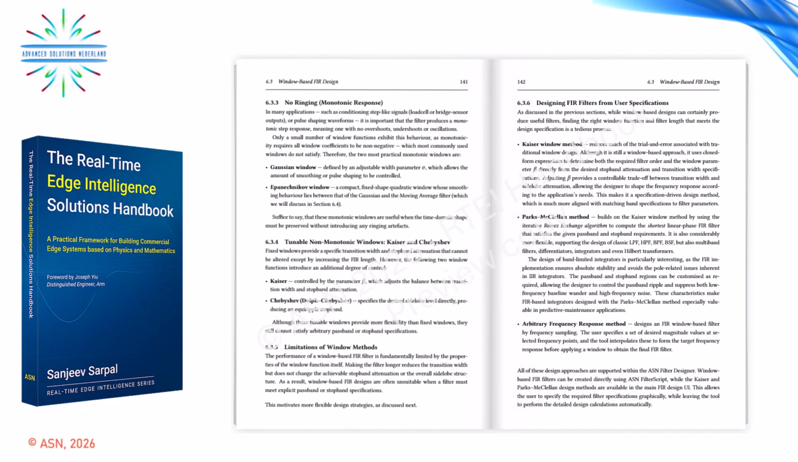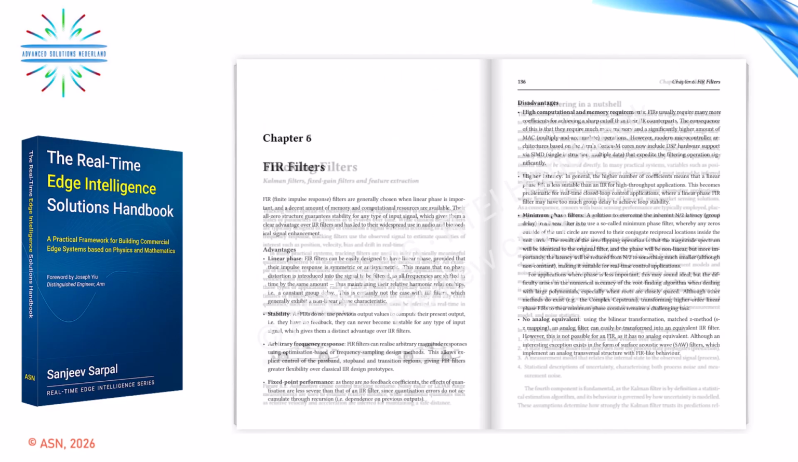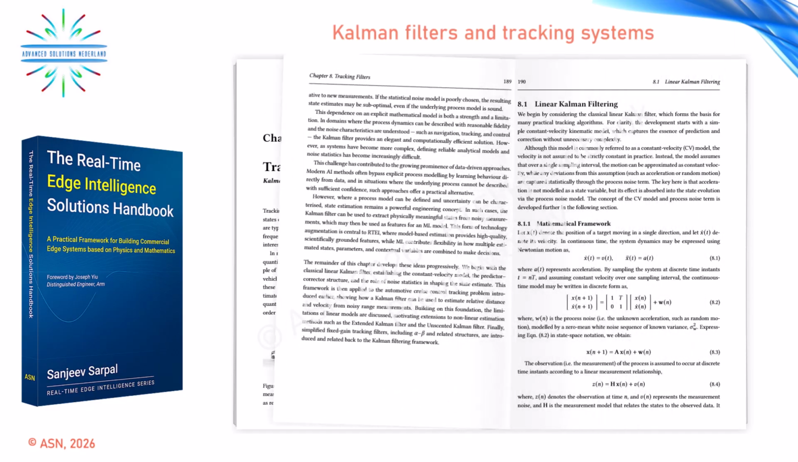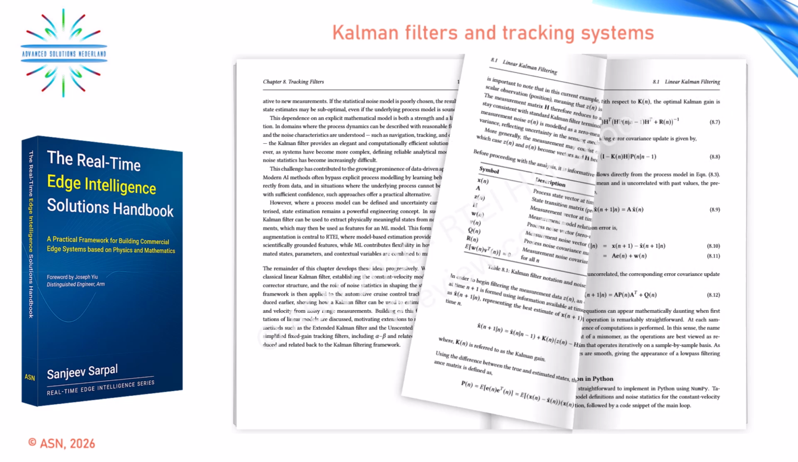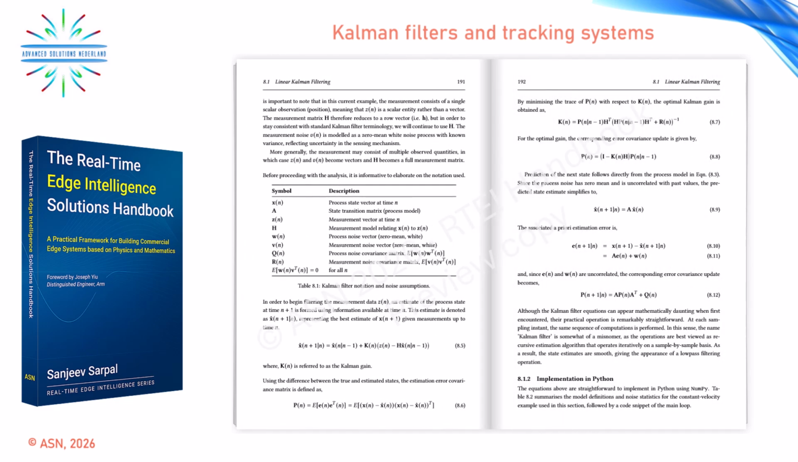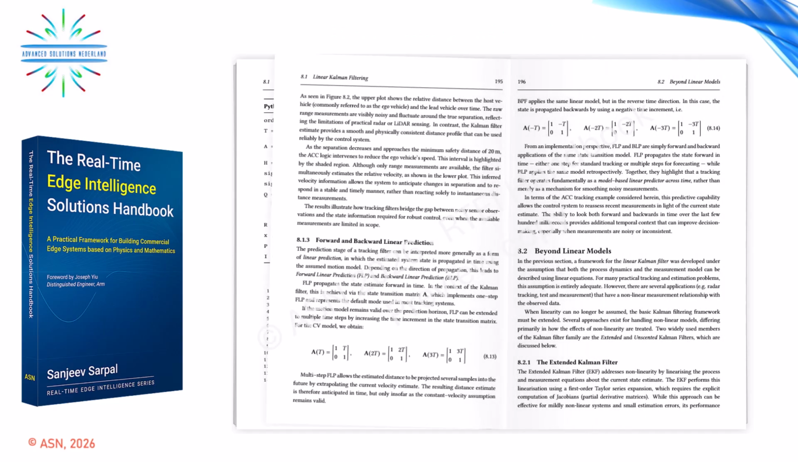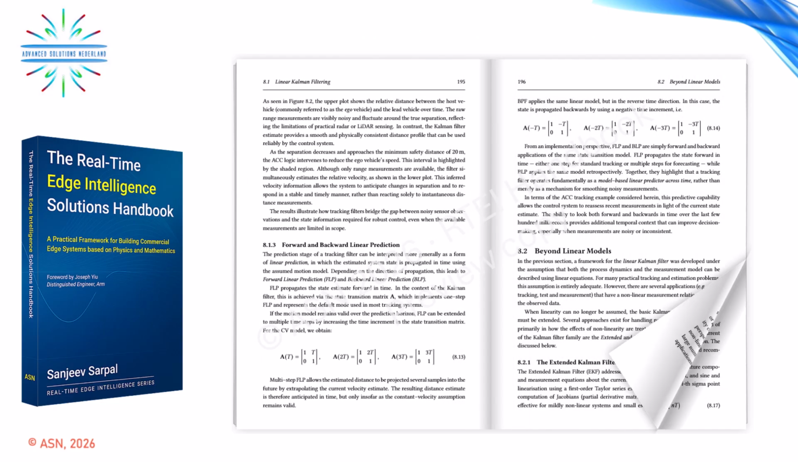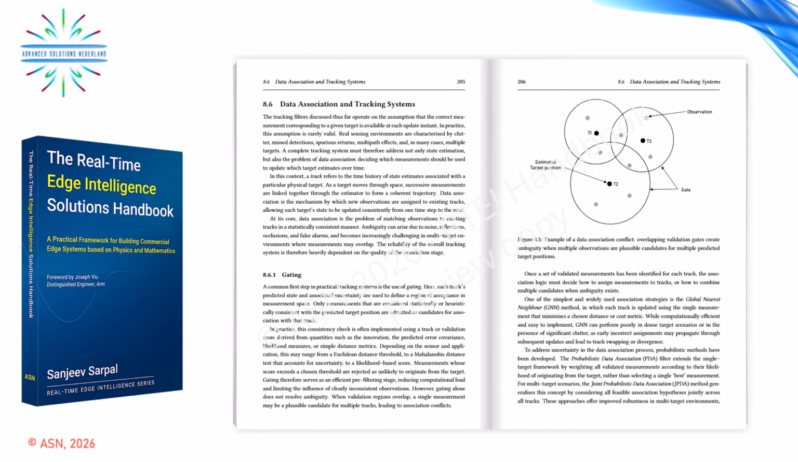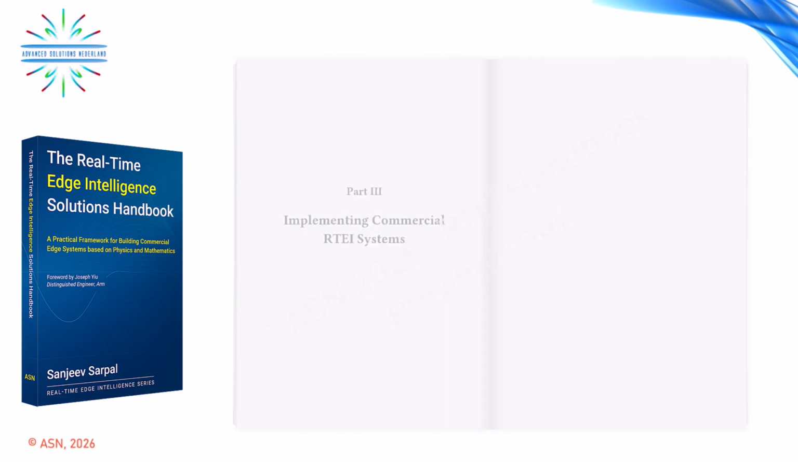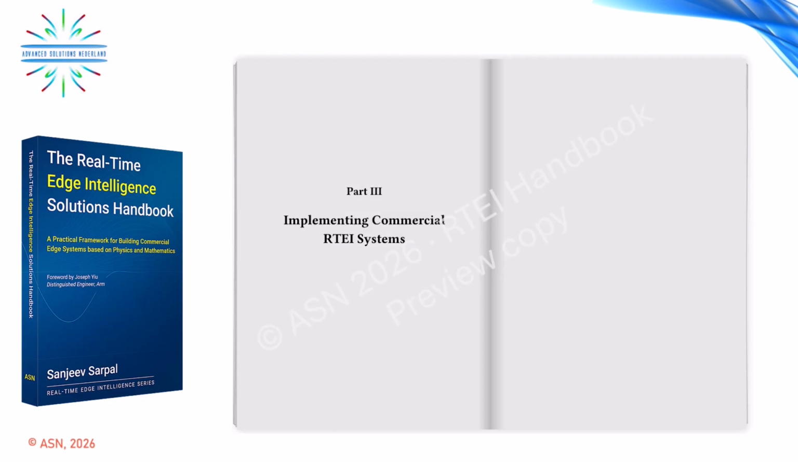It then moves on to introduce more advanced topics such as Kalman filters, starting off with a formal definition of the framework and a practical example, before moving on to the modeling of nonlinear systems and comparisons between Kalman filtering and data-driven AI methods, and practical advice on building complete tracking systems. The book moves into implementing RTEI systems on edge hardware.